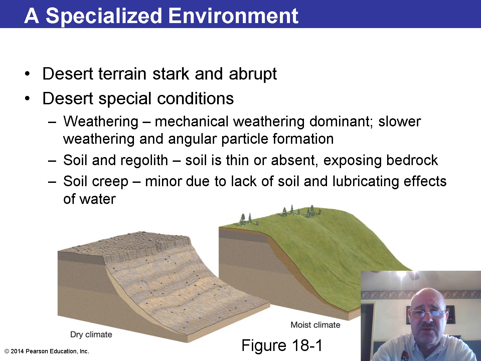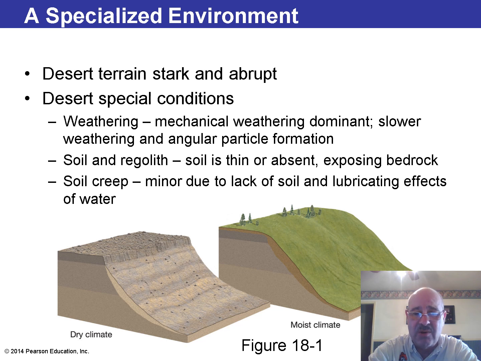There's special conditions. Weathering is mechanical. Mechanical weathering is dominant, with slower weathering and angular particle formation. And that is because, as I explained, with a river or a stream, the rocks and stuff are being rolled around. They're grinding against each other, and so they get smooth and pretty, just like the rock tumbler you had when you were a kid. However, here in the desert, the only thing that's really doing a lot of work is the wind. And so the wind's just banging those rocks together, breaking them off in chunks. And that's why you get that angular formation to them, okay?